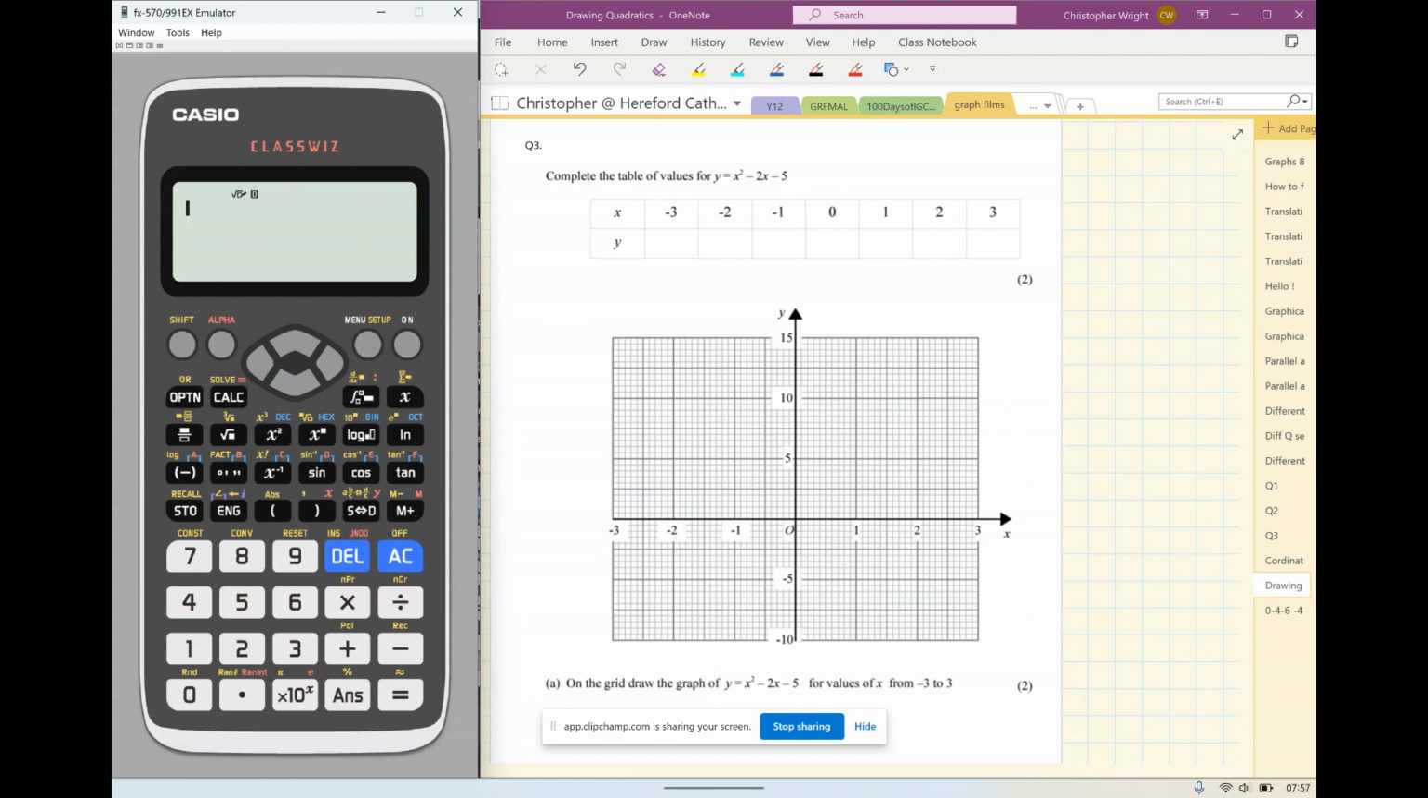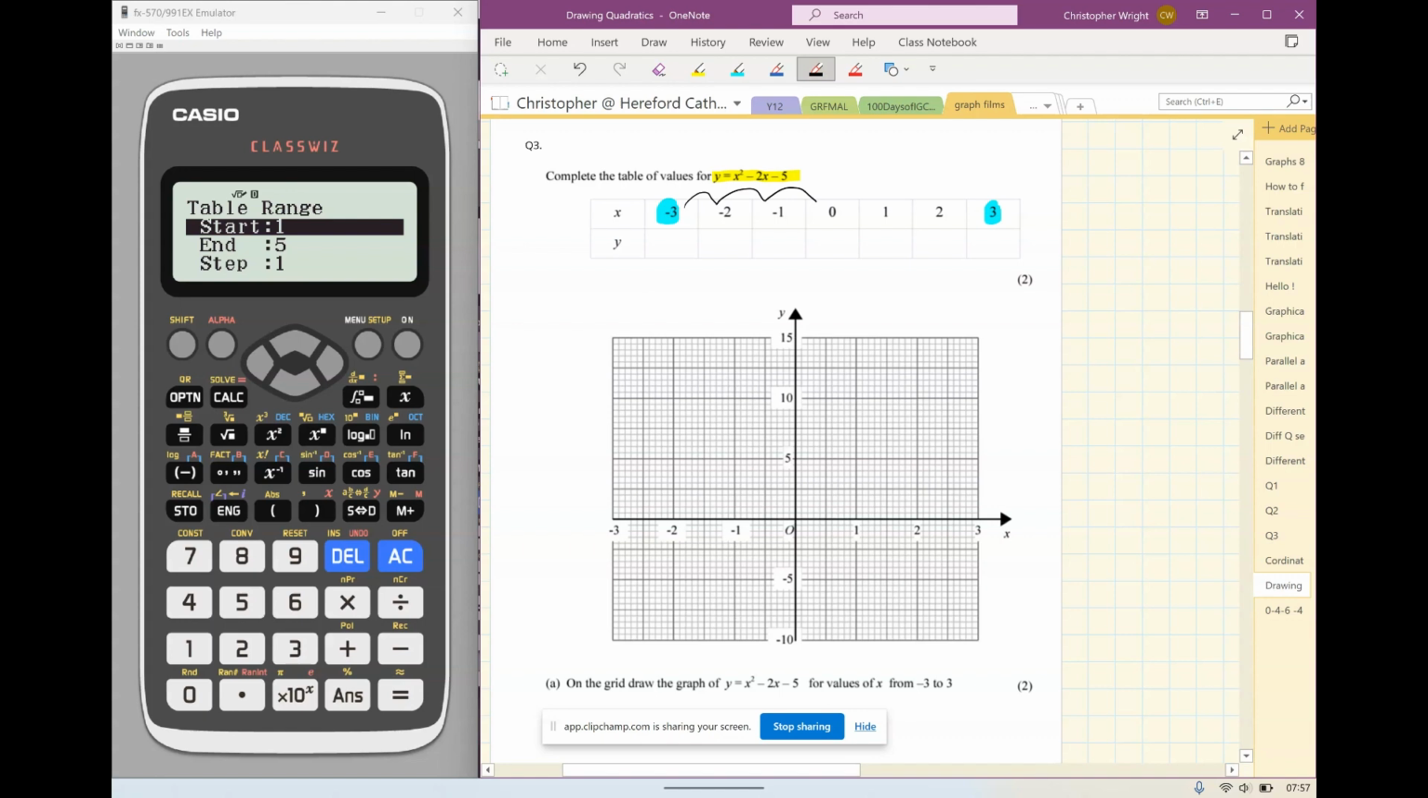Question 3. We need to complete the table of values for this graph here. So I'm going to use my calculator, menu button, and put it into table mode. Now, x squared, alpha x squared minus 2x, using that alpha button, minus 5. Check I've put it in correctly, press equals. I don't want a second function. Now my table is starting at minus 3, finishing at 3, and it is going up in steps of 1.